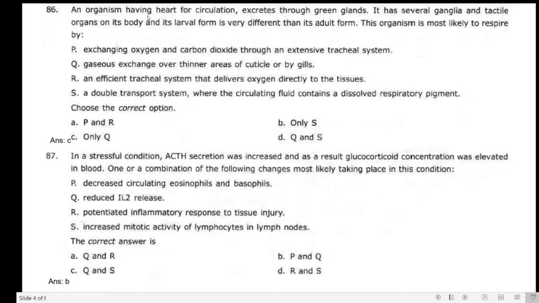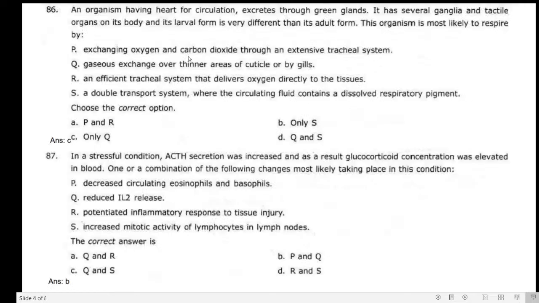This question is a basic, logical question. The organism has a heart for circulation and excretes through the green gland. It has several ganglia and tactile organs on its body, and its larval form is very different from the adult form. This organism most likely respires by which method? How does it respire?